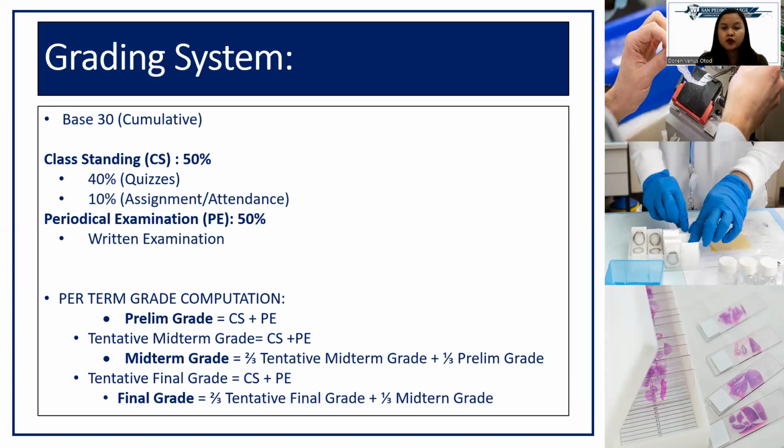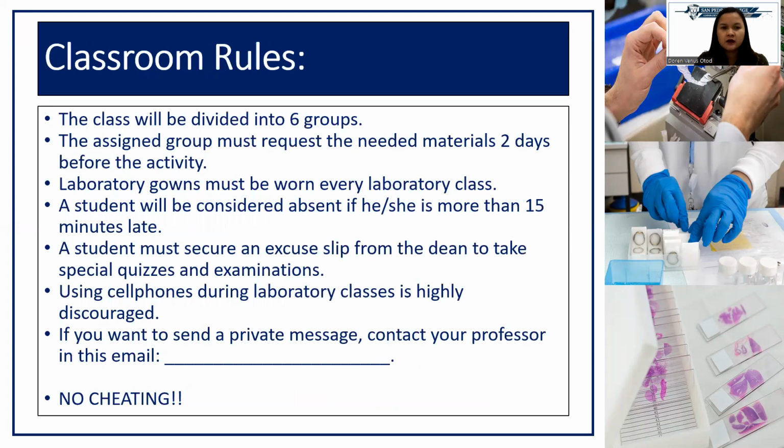And for the per term grade computation, you already know this one: your prelim grade can affect your midterm grade, because it is 1/3 from the prelim and 2/3 from the midterm for you to come up with your midterm grade. And the same goes with the final grade. Okay, so the class will be divided into 6 groups.